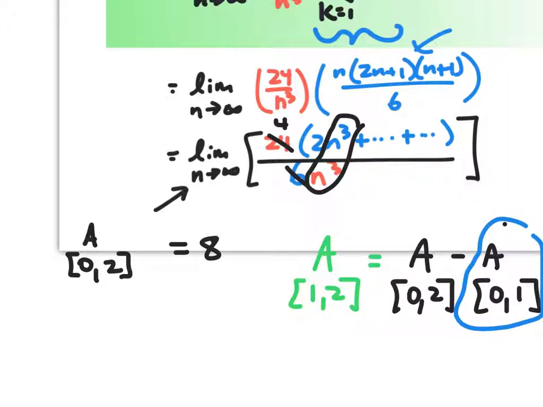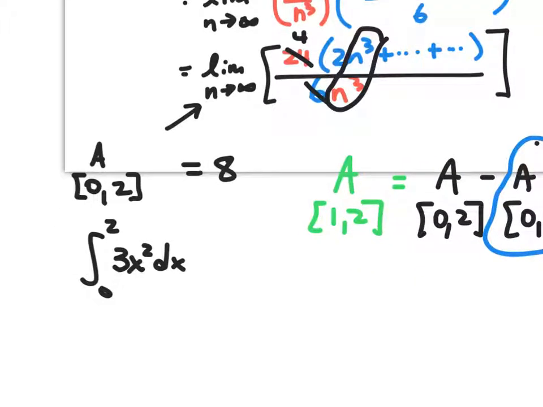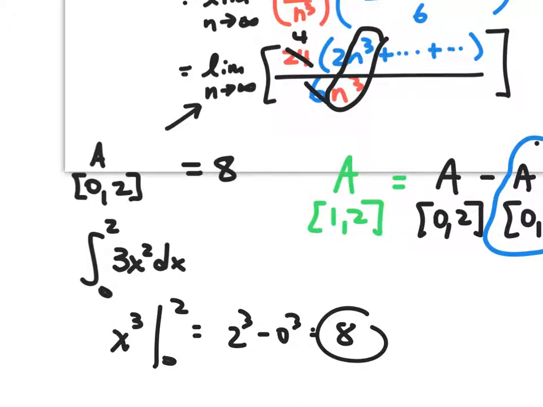Now, I could have confirmed this with the integral from 0 to 2 of 3x squared dx. So you might be saying, why didn't I just do this? Well, that would be x cubed from 0 to 2, which is f of 2 minus f of 0, which is 2 cubed minus 0 cubed, which is equal to 8.